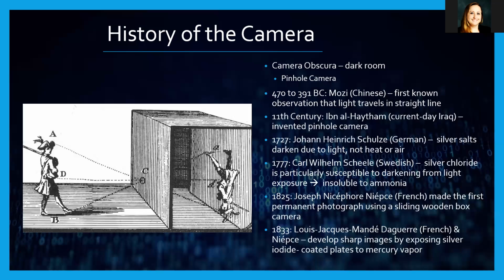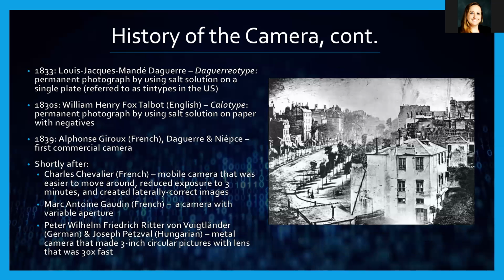Niepce worked with inventor Louis-Jacques Daguerre to improve this new process. Niepce tried to improve it by working with other chemicals, while Daguerre worked on improving the camera's design. They worked together until Niepce's death in 1833. Daguerre had gone on to successfully develop sharper images by exposing silver iodide-coated plates to mercury vapor. Four short years later, Daguerre was able to make the image permanent or fixed on a single plate.